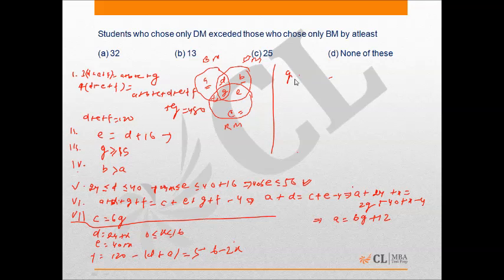We know that the minimum value of G is 15. So when G is 15, A will be 102. When G is 16, A will be 108. When G is 17, A will be 114, and so on.